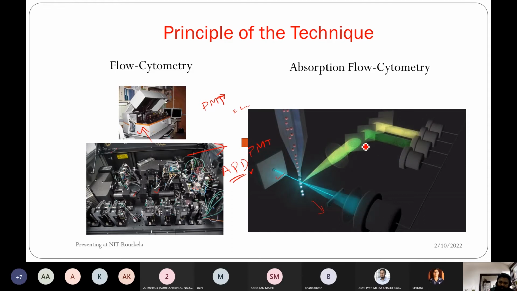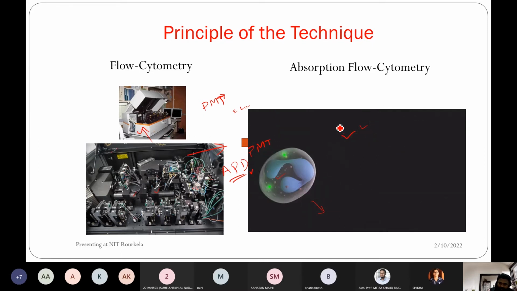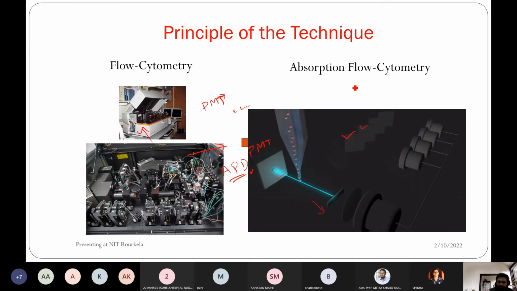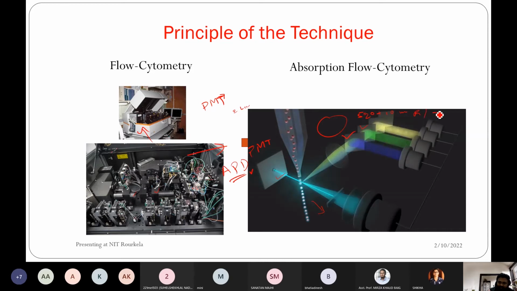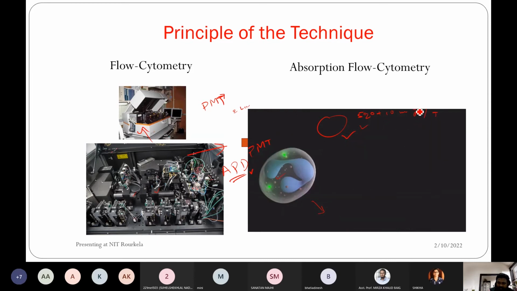You can see here these are the different filters, which are also called dichroic mirrors. These dichroic mirrors would have some bandwidth. For example, suppose you have one dichroic mirror which has 520 plus or minus 10 nanometer, which is a reflection, and the remaining light is transmitted. So it means reflection and transmission.